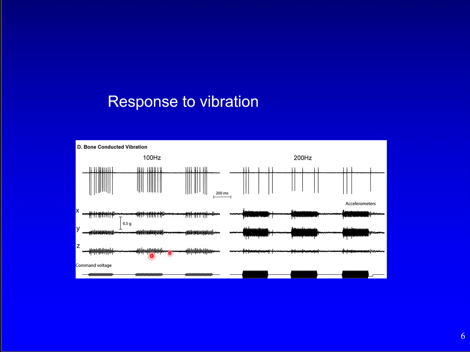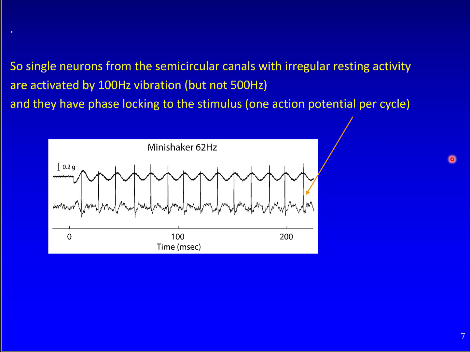And this is the kind of example I'm talking about. Turn the stimulus on and you get these action potentials generated each time the stimulus is presented. Increase the frequency and you can see that you get a poorer response. But one of the most important aspects of this vibration response is that the action potentials are locked onto the exact waveform of the stimulus. This is called phase locking, and you can see this neuron generates one action potential per cycle.